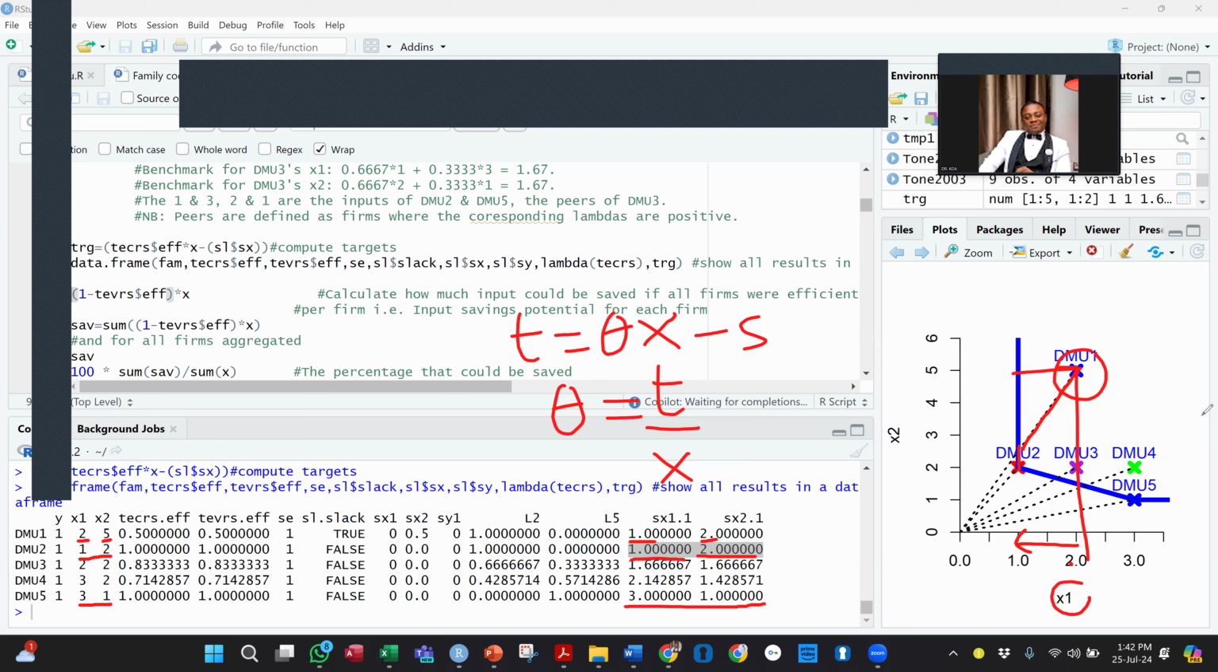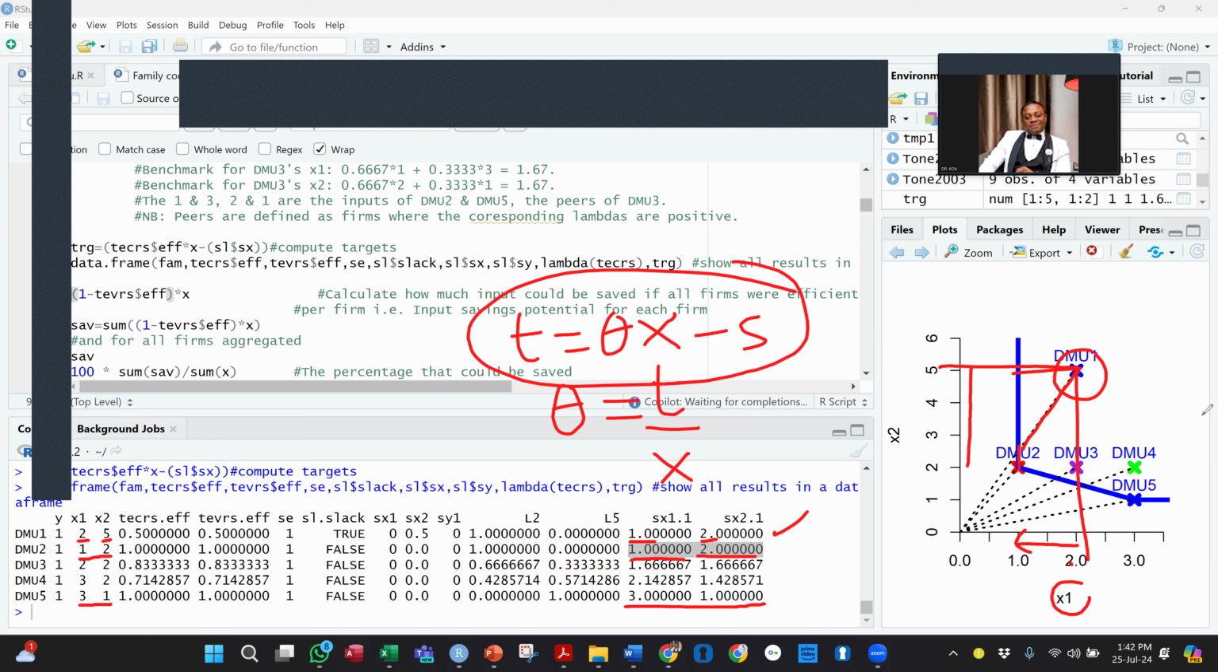And you can see it here. X2 is 5. It has to also come down, 1, 2, 3 steps. That is to 2. And that is what you are seeing here as a target. So in short, you are able to calculate the target for each DMU using this formula. It's very important. Learn how to use this formula to get the target.